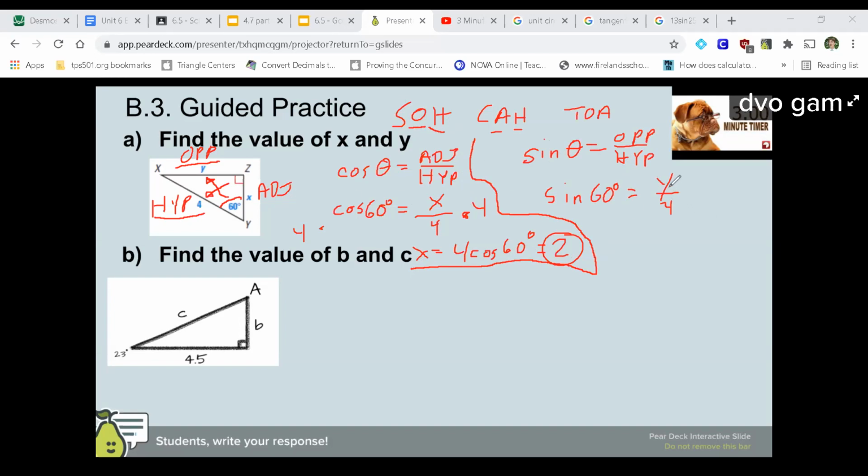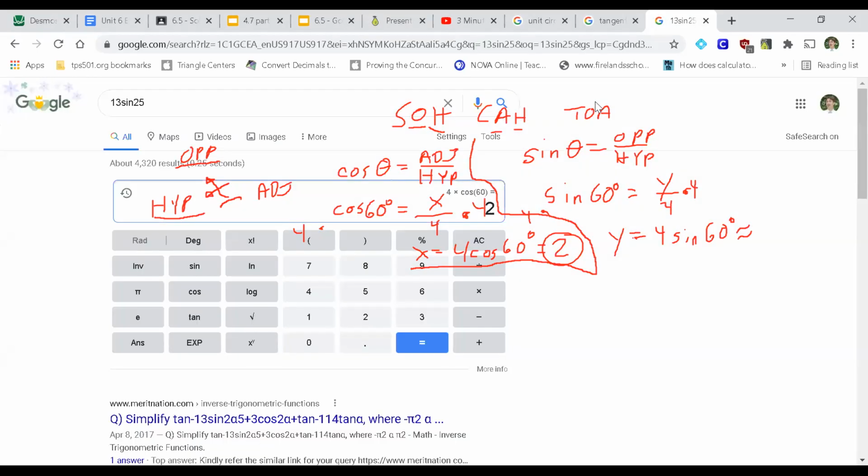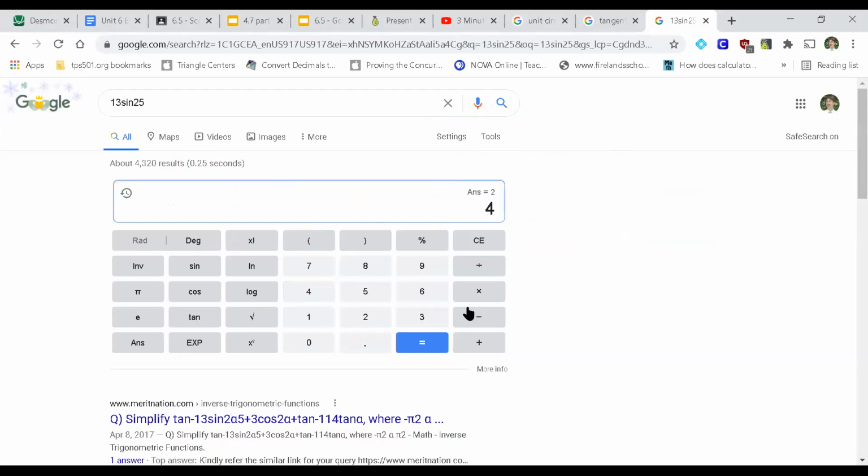If I want to get y by itself, I need to get rid of the divide by 4. And the opposite of dividing by 4 is to multiply by 4. So y is 4 times the sine of 60 degrees. Grab our calculator and type that in. We get 3.464.